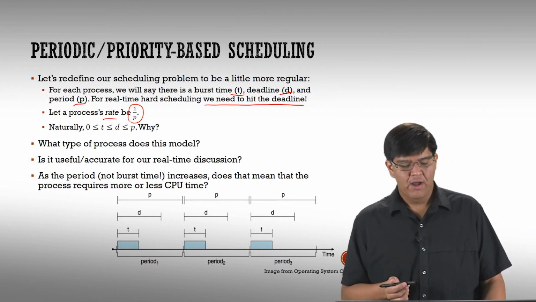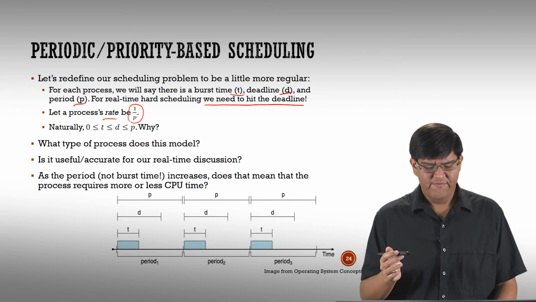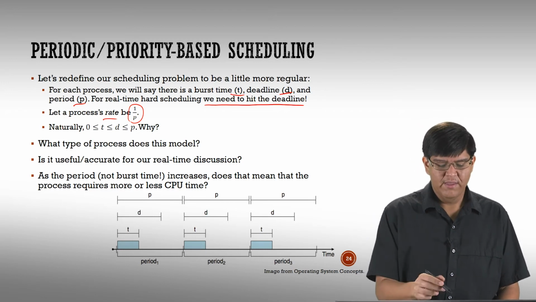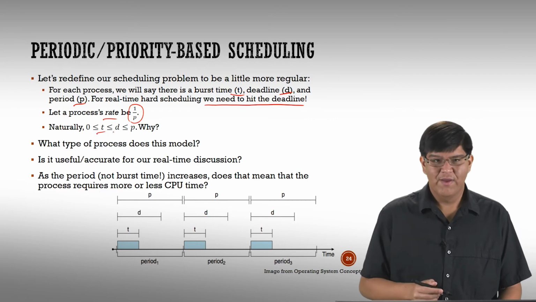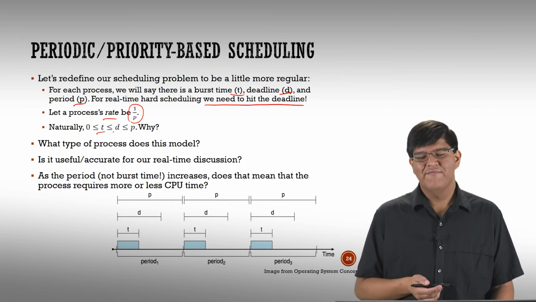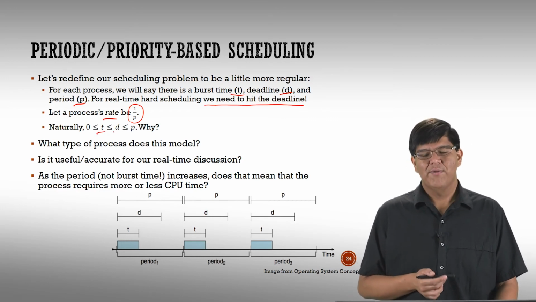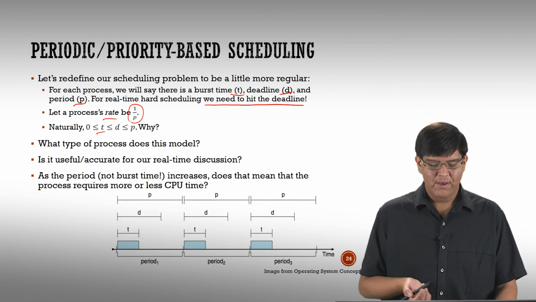And the question there is why. That should not be too bad to figure out if you think about it for 1 second. The reason is that my burst size better be less than my deadline, otherwise I've already lost. If my process needs more time than I have in my deadline, clearly I'm not going to hit that deadline, so that'll be broken.